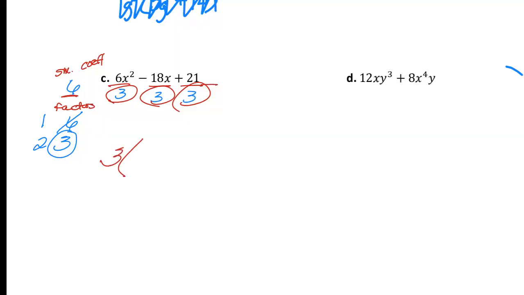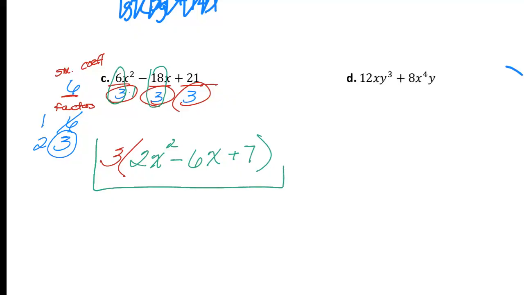And then you divide. 6 divided by 3 is 2. X squared divided by essentially 1. I mean, you still have 2 x's then. Minus 18 divided by 3 is 6 with an x. And 21 divided by 3 is 7. So this is your factoring. Okay? Nice. How many had that?